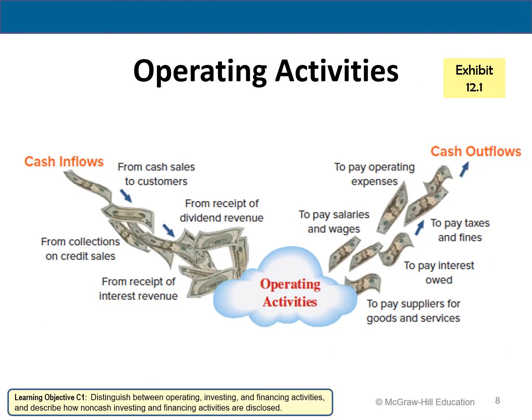Here's some examples of operating activities. Operating activities have inflows and outflows. Examples of inflows would be cash sales from customers, receipt of dividend revenue, collections on credit sales, receipt of interest revenue. Cash outflows would be things like paying salaries and wages, paying operating expenses, paying taxes and fines, paying interest owed, paying suppliers for goods and services.